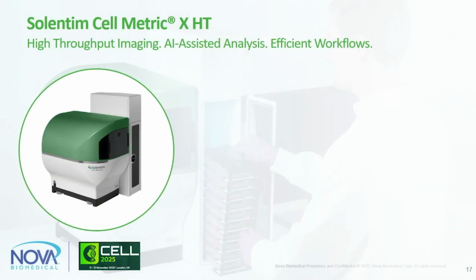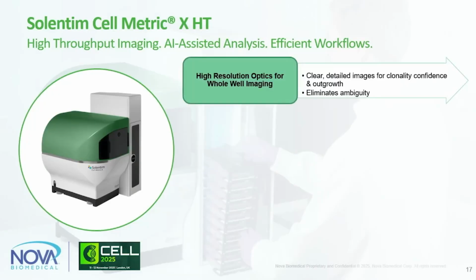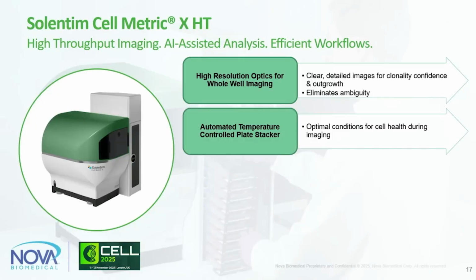So the Cellmetric X has your high resolution optics optimized for your whole well imaging. So having those clear images, again, it helps when it comes to that clonality confidence, and it will also do a confluence scan to measure your outgrowth. The plate stacker that I mentioned is temperature controlled, and you can see that is the plate stacker just on the right of the instrument. And having the temperature controlled conditions will make sure your cells are at optimal health during imaging.